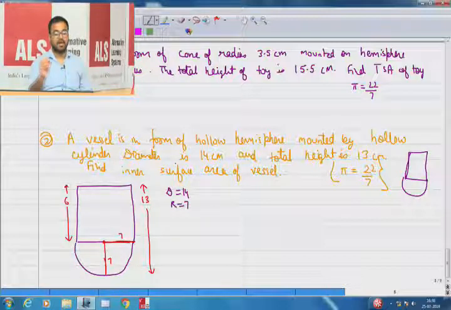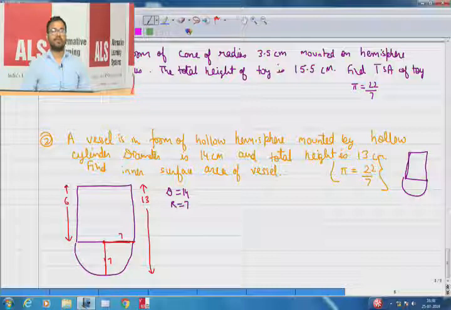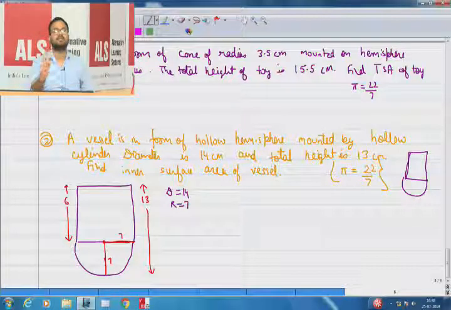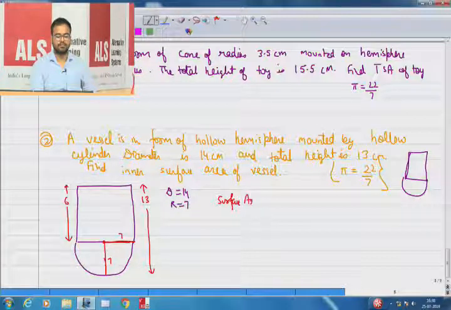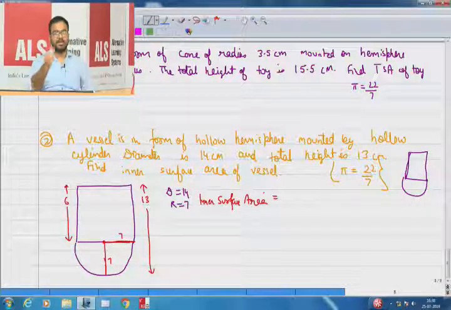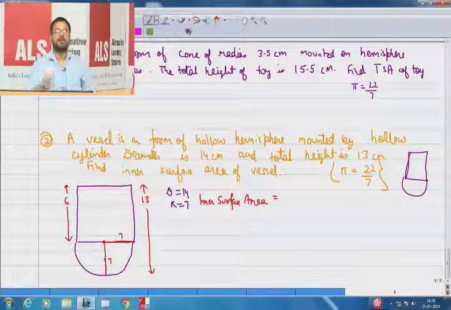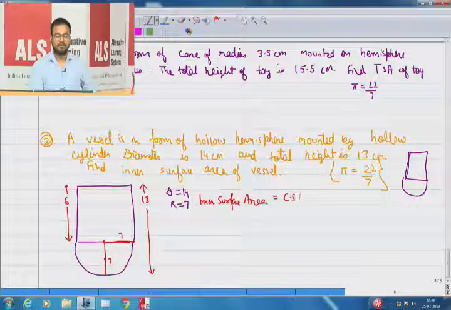Now, it asks us to find the inner surface area of the vessel. Since it is a hollow vessel, inner surface area will be same as the outer surface area because the thickness is negligible for the cylinder and the hemisphere. So inner surface area will be made up of two things: curved surface area of hemisphere plus curved surface area of cylinder.